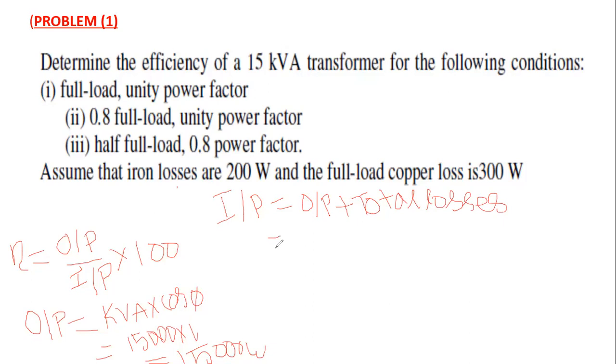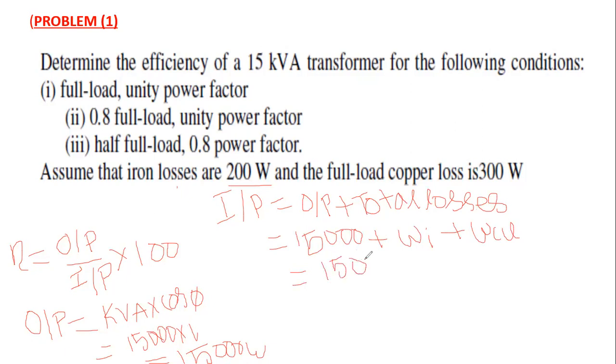What is the output? That is 15,000 watts, already determined. Plus the total losses, that is iron losses, Wi, plus copper losses, WCU. What is the iron losses in this problem? That is given as equal to 200.